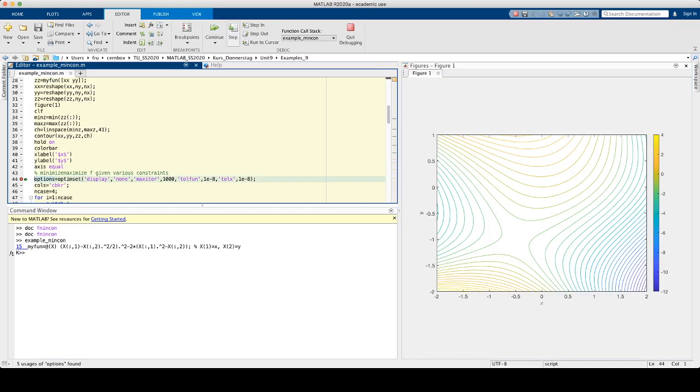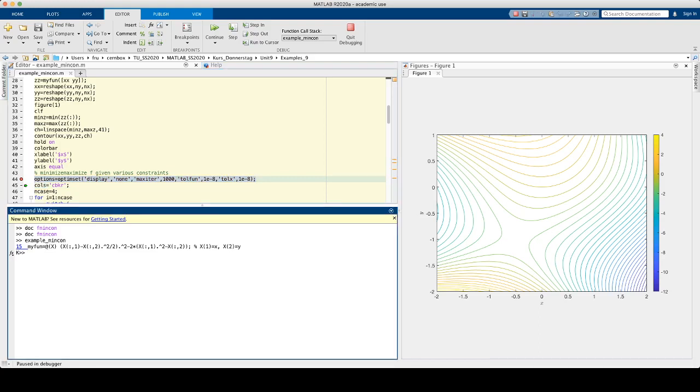So I start by setting some options. I have set the display to none. We can change that and get some more display. Let me set the display to iter, which means information for every iteration of the solver.